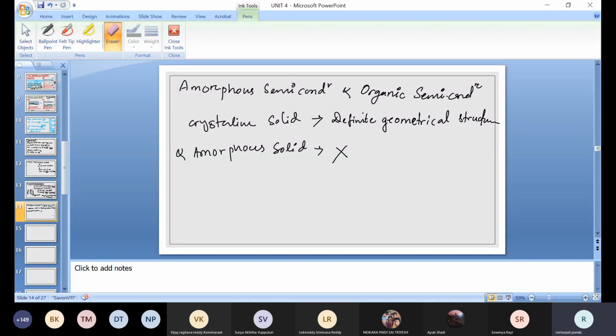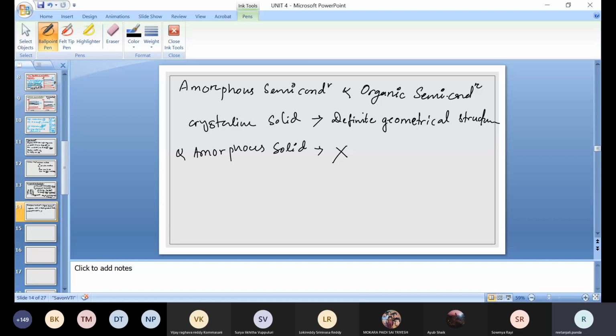Means in a few areas the geometrical shape is definite, and in a few other areas the geometrical shape will not repeat itself. That is the difference between a crystalline solid and an amorphous solid. That is the basic definition-wise difference.